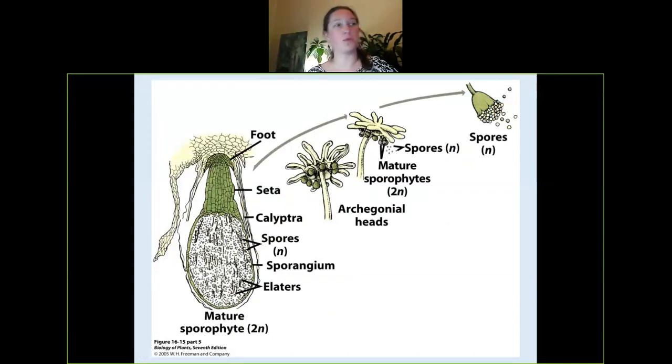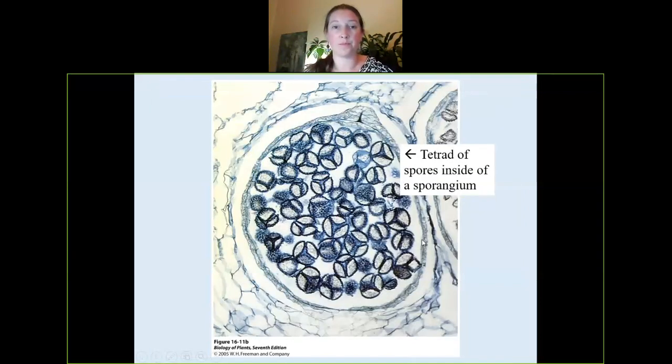Yep, cool. We're almost done with this guy. So this is just a close-up of the sporophyte plant growing from where the archegonium was. Eventually, the capsule will open and they'll release spores, which will grow into the new gametophyte plant.